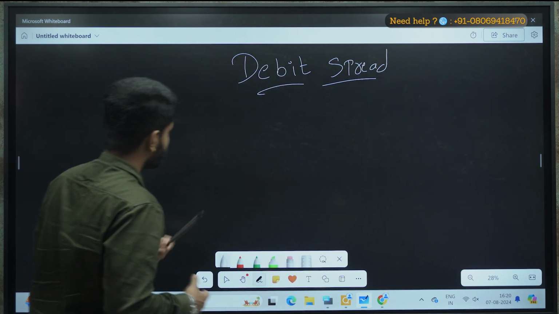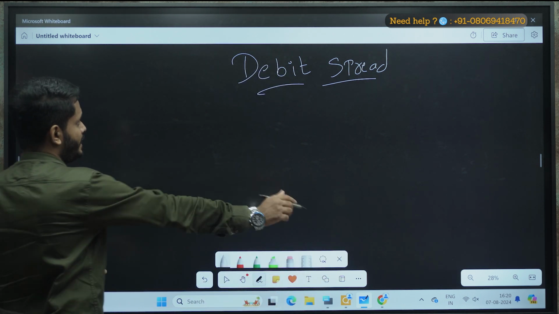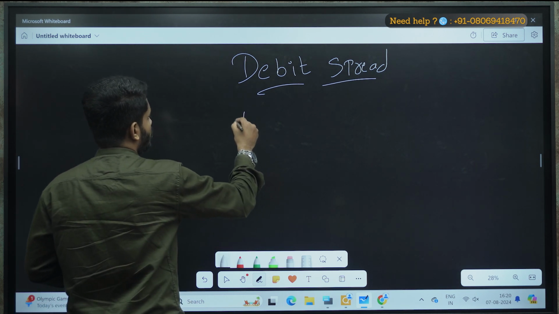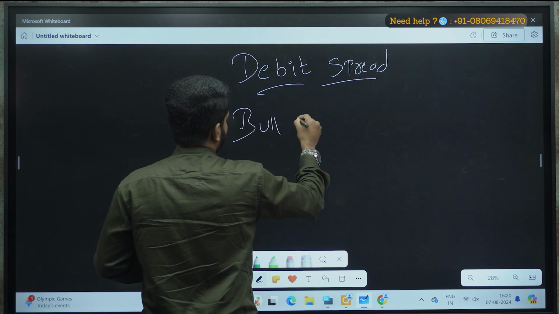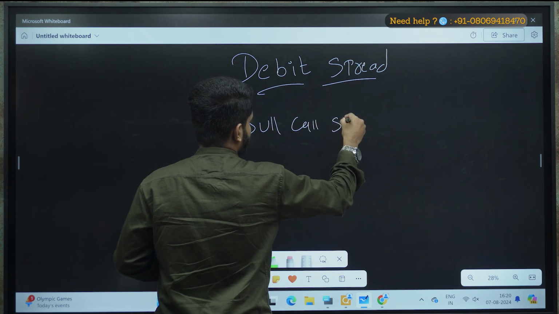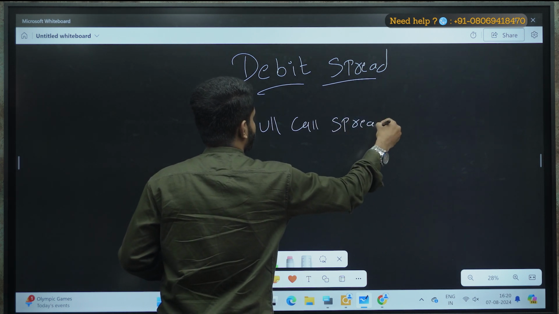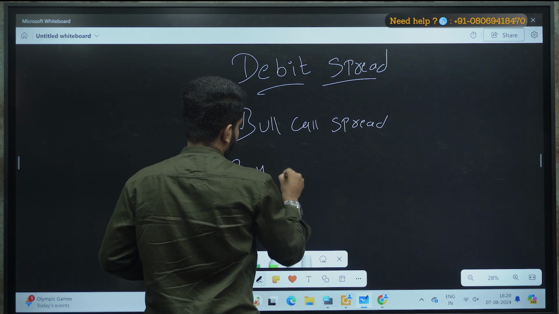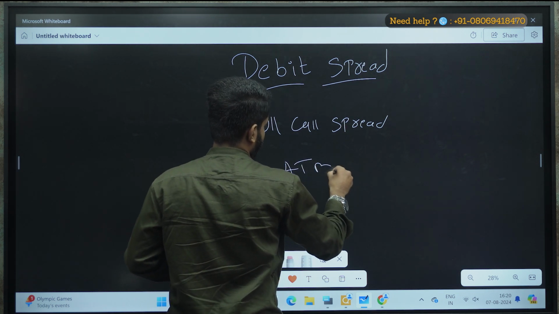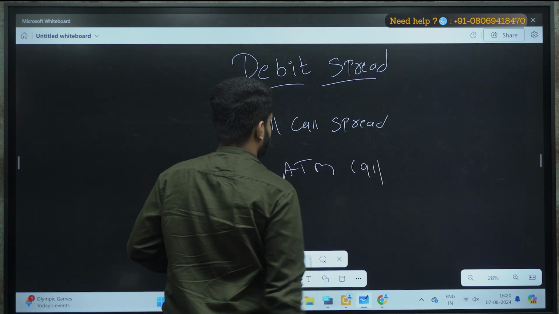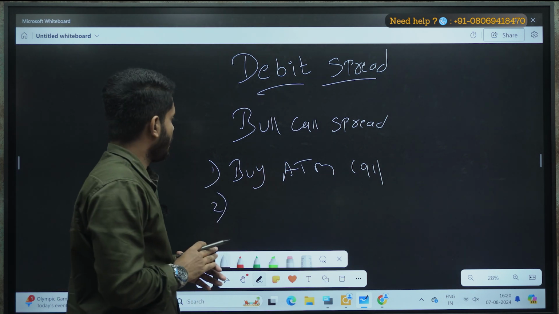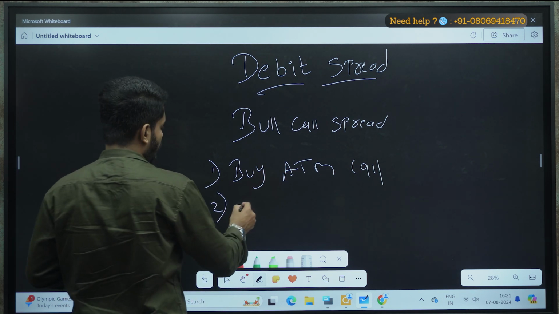Correct? So what is a debit spread? In case of a debit spread, if I am bullish, I will simply go for a bull call spread. In a bull call spread, I'll buy an ATM call, a very simple plain vanilla strategy that everyone might know. I'll buy the ATM call and sell an OTM call.